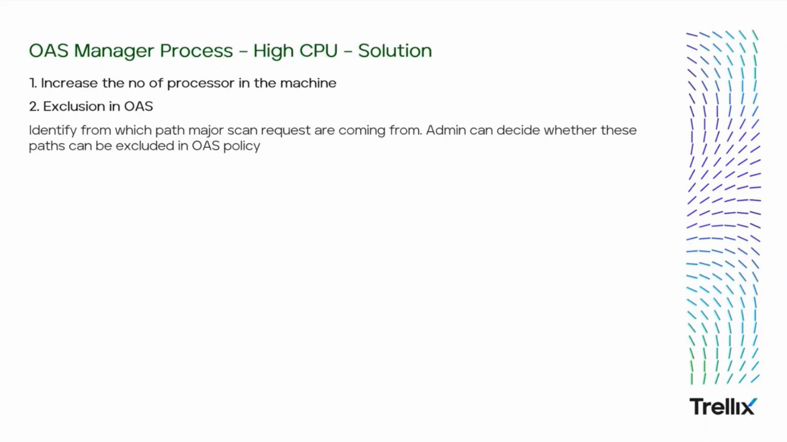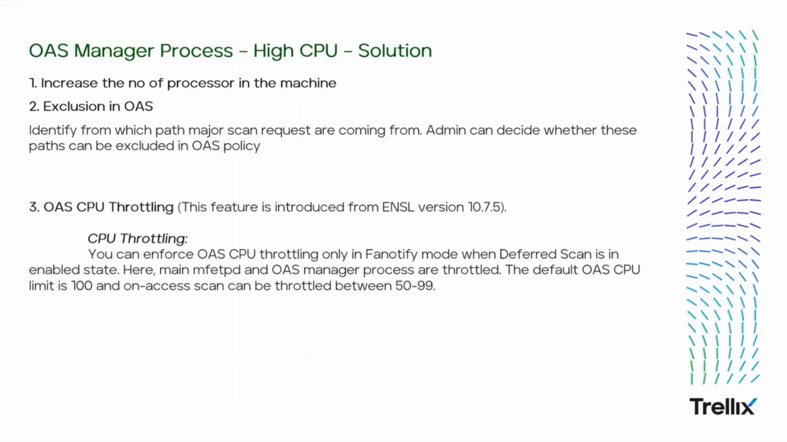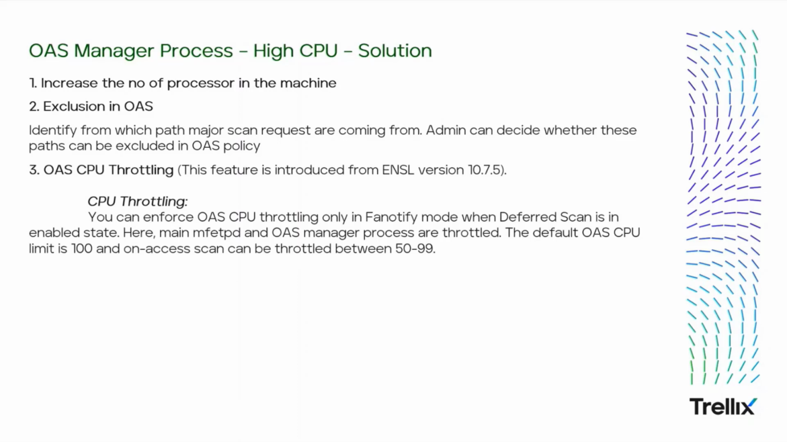If solutions 1 and 2 are not feasible, then you shall consider throttling the on-access scan CPU. The on-access scan throttling feature has been introduced from version 10.7.5. Throttling works on the FAN notify based machines, and cgroup in the operating system should be enabled. First, you need to switch endpoint to FAN notify mode if it is running in kernel module. Then restart the MFE-TPD services for the changes to take effect.